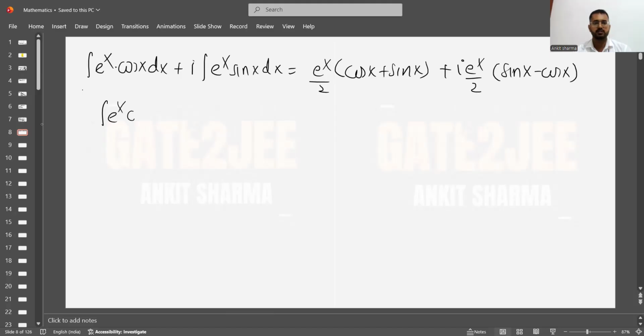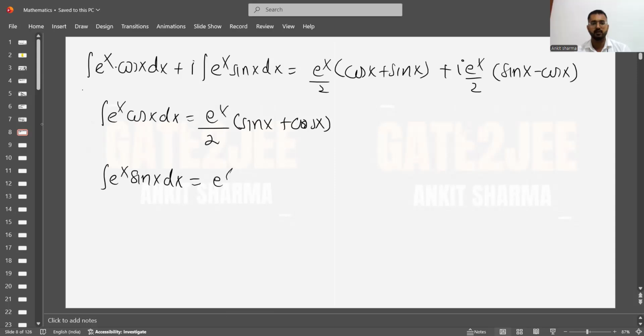So this actually leads to one more integration like this, and you get e power x by 2 into (sin x plus cos x). And then if I compare the imaginary part, I get my required integral, that is the integral of e power x sin x dx is equal to e power x by 2 into (sin x minus cos x).